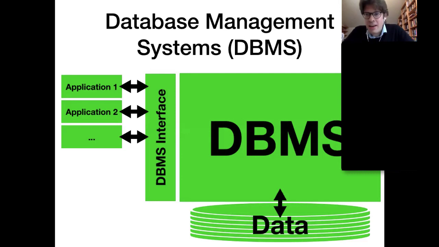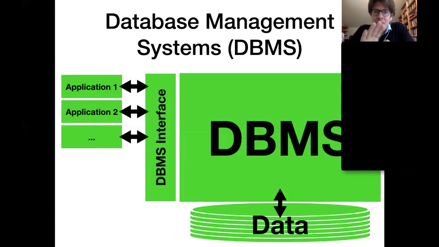Now, we will discuss those topics in the context of so-called database management systems. And the idea here is essentially that you have one system which manages all the data that you're interested in. And then you have multiple applications that want to work with the data. They don't access the data directly, but instead they use some generic interface from the database management system, which internally works with the data instead.